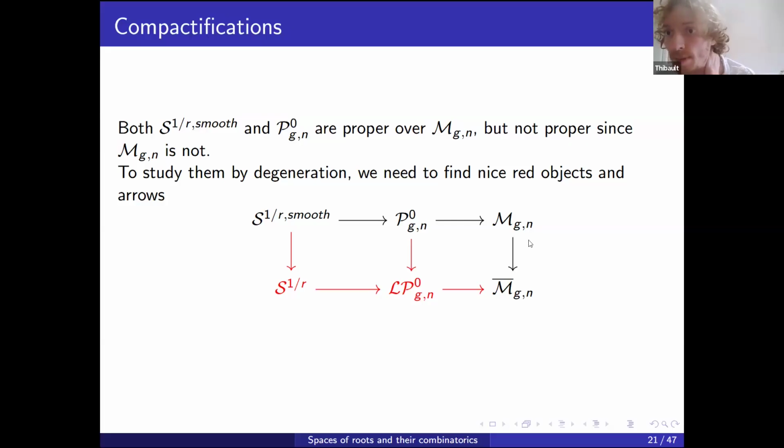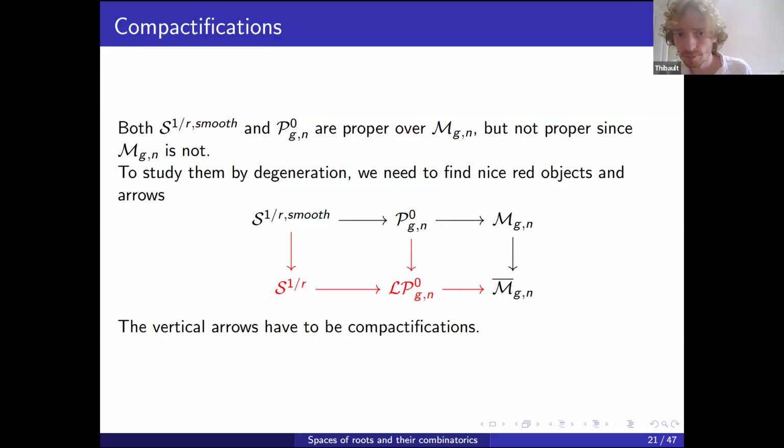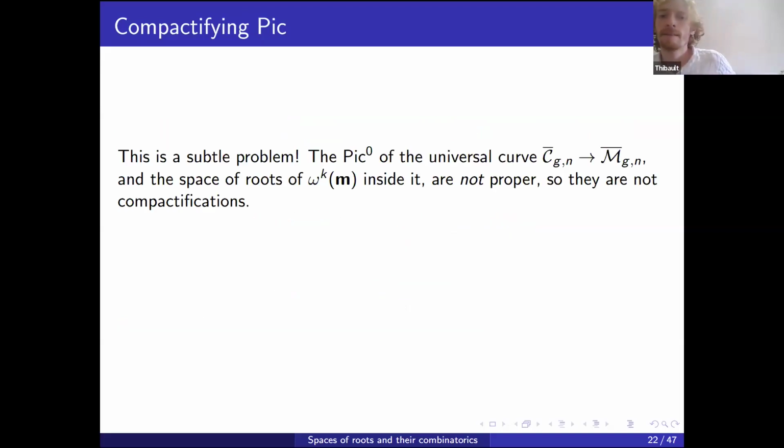Your first instinct maybe would be to say, oh, if what we had here was line bundles of degree 0 on the curve over MGN, why don't we let this red LP thing be line bundles of degree 0 on the curve over MGN bar? And the problem is that this does not give you a compactification. Right, so I'll hammer down that point. The Pic 0 of the universal curve over MGN bar is not proper. So we need to find something to replace it.